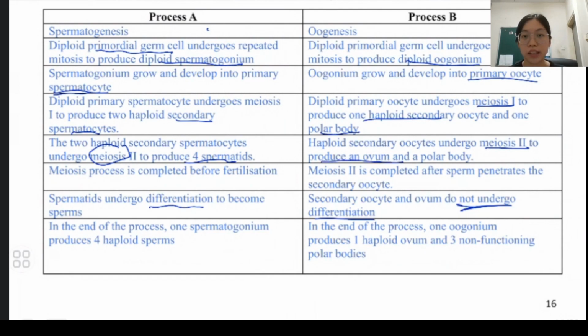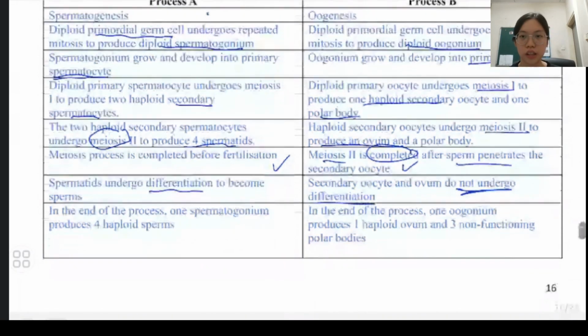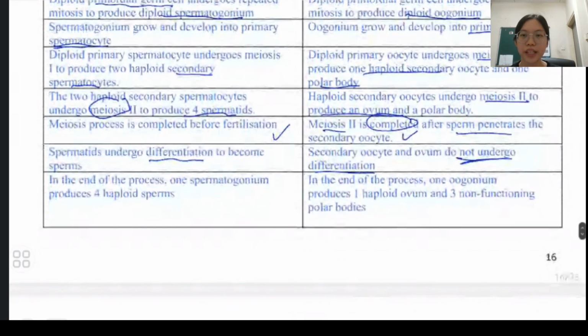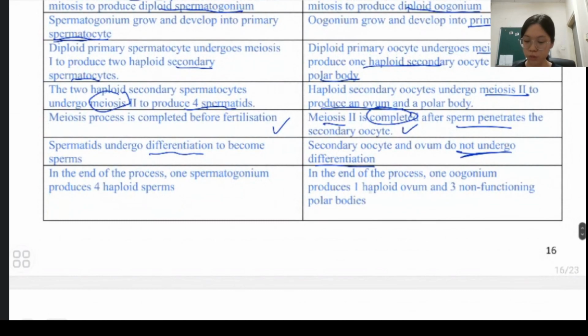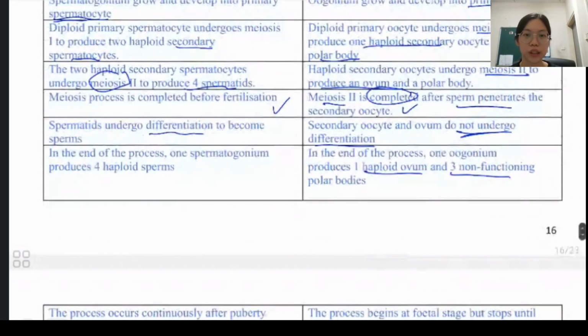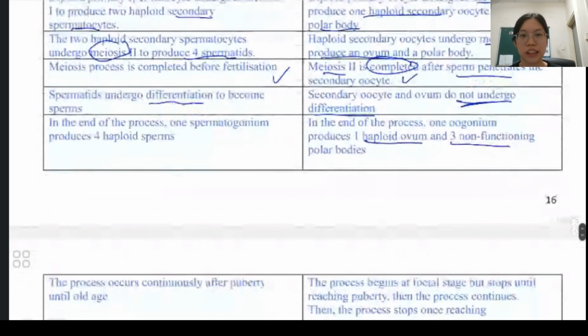This meiosis process is completed before fertilization for sperm. But for the female, remember the secondary oocyte will only complete meiosis II if sperm penetrates it. And if the sperm manages to penetrate and meiosis II is completed, it will produce one haploid ovum and three non-functioning polar bodies. But for spermatogenesis, all of the four haploid sperms are functional.